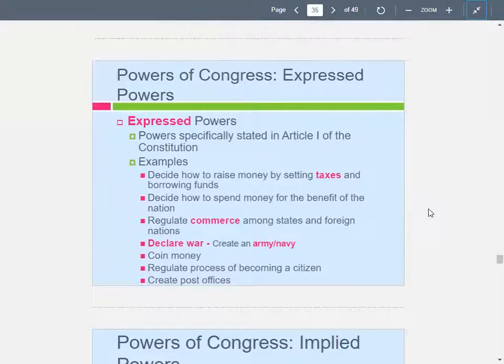So now we're on to powers of Congress. So we have the expressed powers. These powers are specifically stated in Article 1 of the Constitution. So these are the powers that are actually given, like written down, that this is what Congress does. They decide how to raise money by setting taxes and borrowing funds. They decide how to spend money for the benefit of the nation. They regulate commerce among states and foreign nations. They can declare war and create an army and a navy. They can coin or make money. They can regulate the process of becoming a citizen and create post offices.